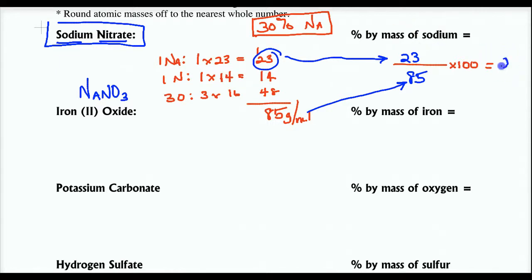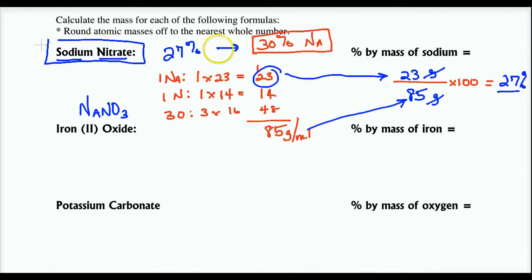Now, I can round any way I'd like, because 23 grams over 85 grams, the units cancel. This is a dimensionless unit. There's no significant figures in a percentage. So we got 27%. 27% of the entire mass of my compound is sodium. And if you notice, that's very comparable with my experiment. So my experiment that I made in my head and talked with you about shows that the white powder is probably sodium nitrate.